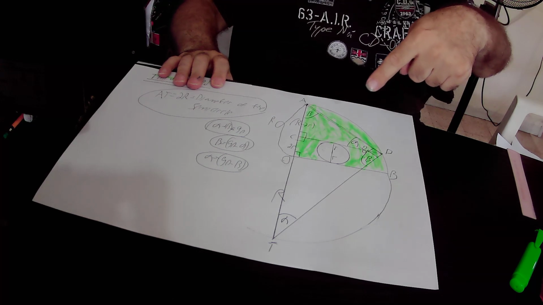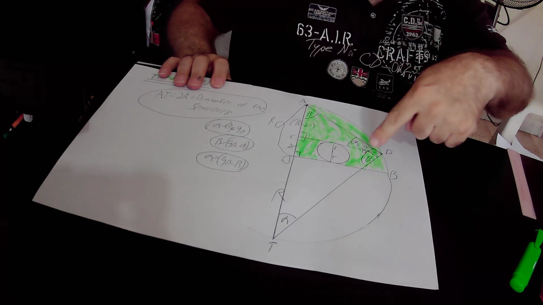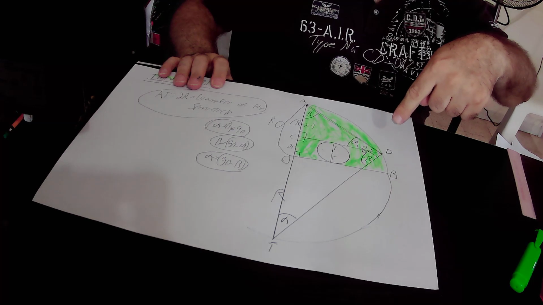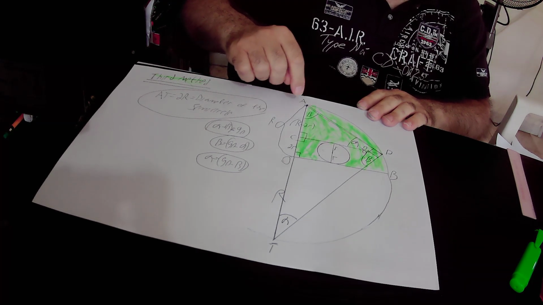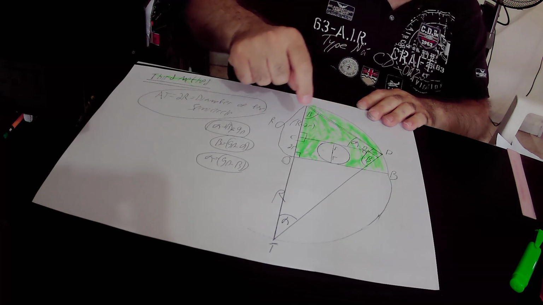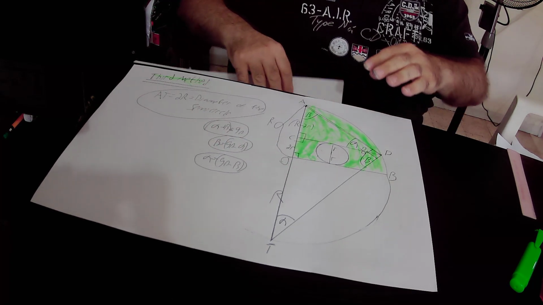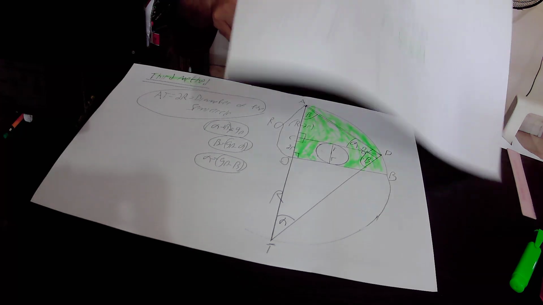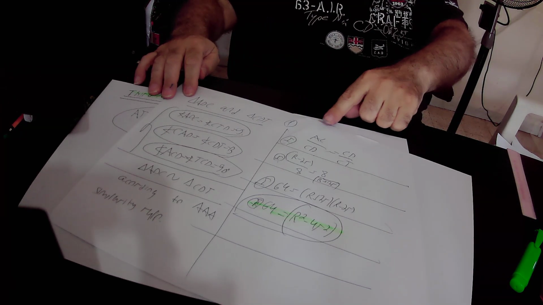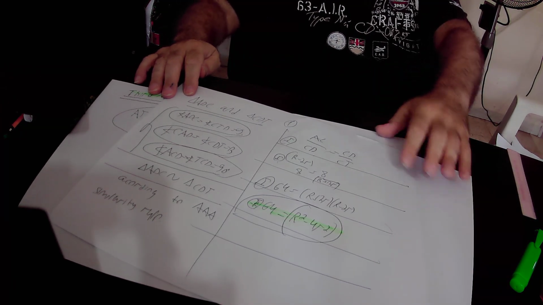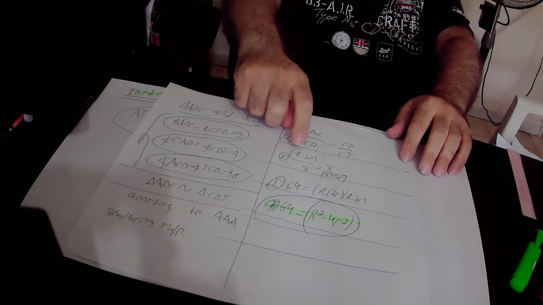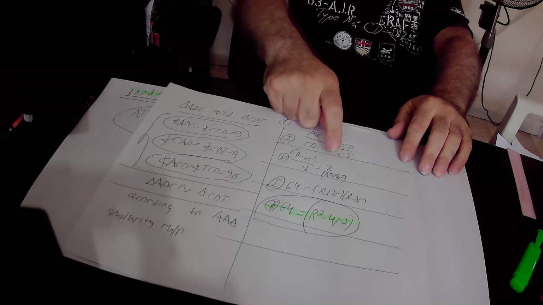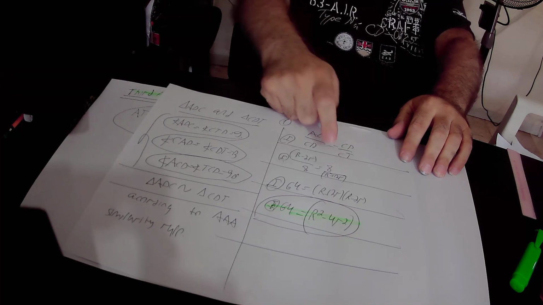We conclude that AC over CD equals CD over CT. AC is capital R minus 2R, CD is 8, and CT is capital R plus 2R.